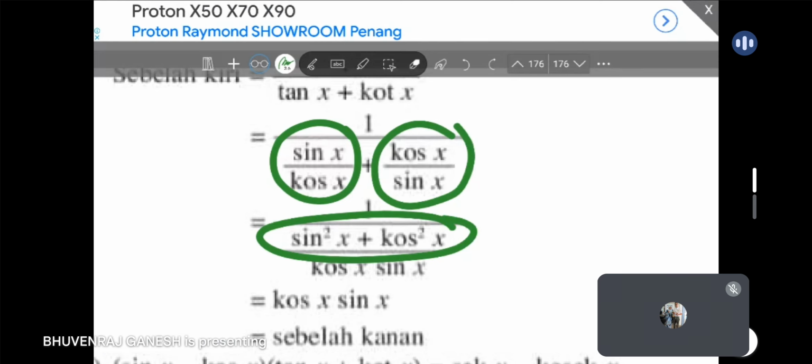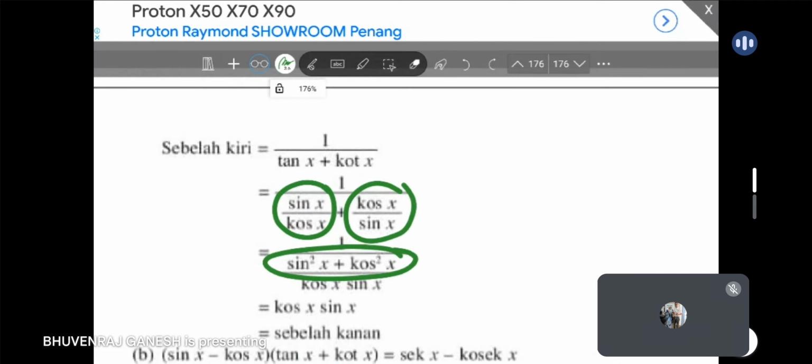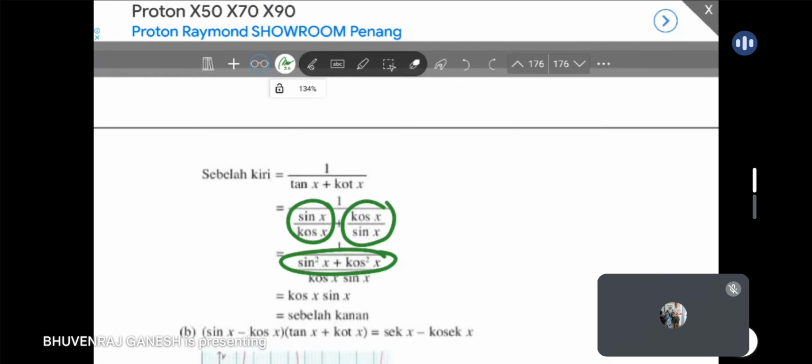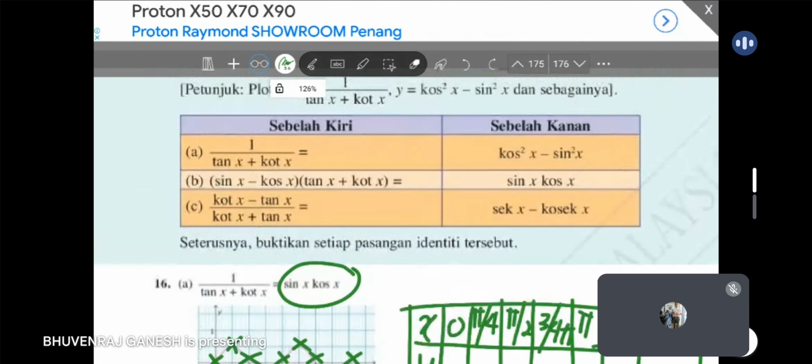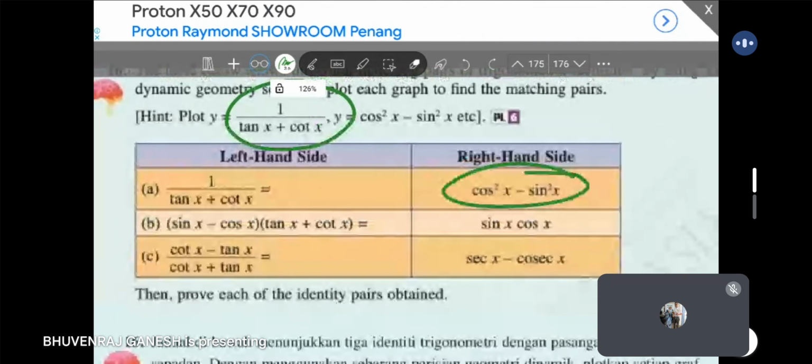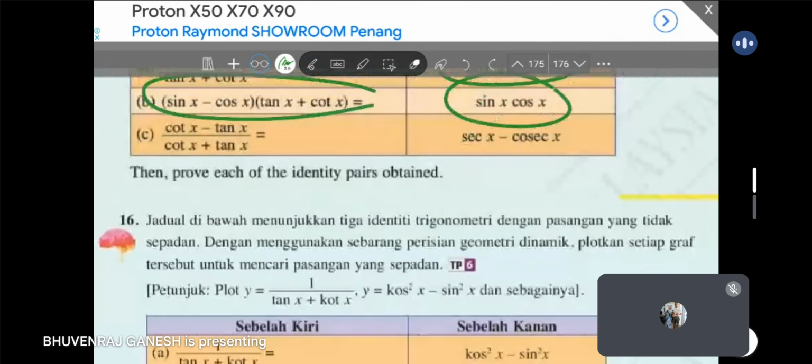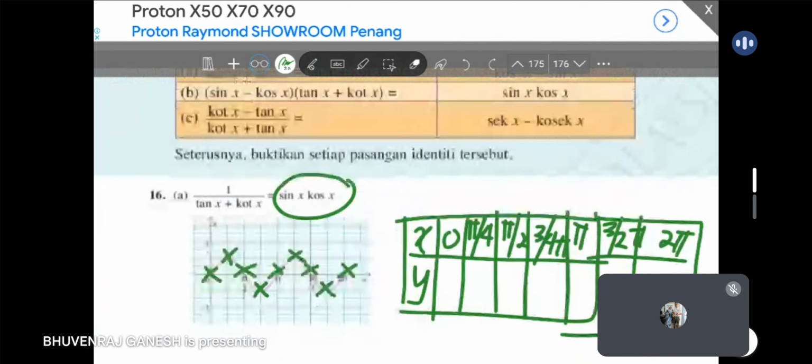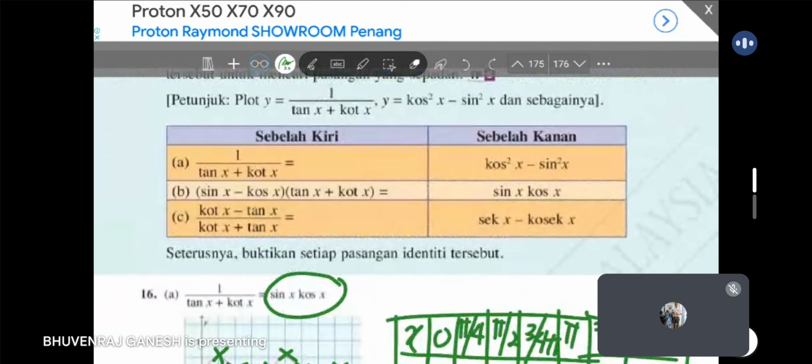That's all. Itu saja. So the main concept here is you try to start from the harder side. Mula dari sisi yang lebih susah. Alright? Okay, next one. So you want to prove this one, guys. Kamu nak buktikan yang B pula. Okay, so how do we... Okay, first, we must draw the graph. Lukis graph yang ni.